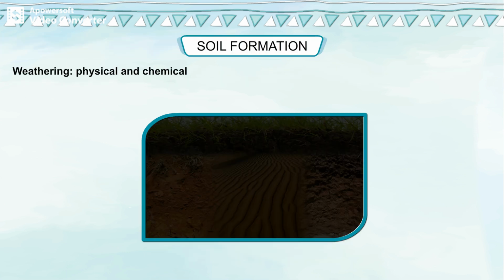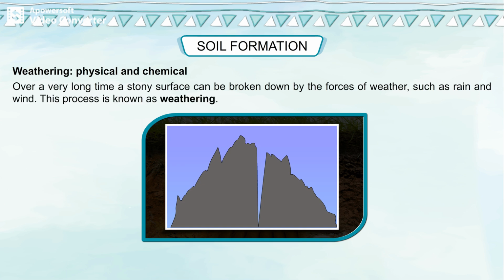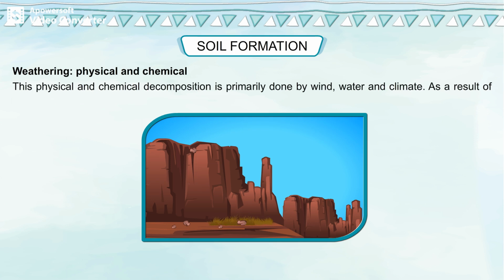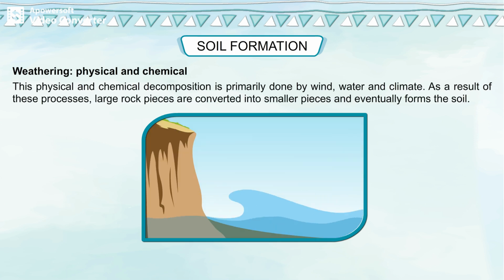Soil formation: weathering, physical and chemical. Over a very long time, a stony surface can be broken down by the forces of weather, such as rain and wind. This process is known as weathering. Weathering is a process of physical breakdown and chemical decomposition of rocks and minerals near or at the surface of the Earth. This physical and chemical decomposition is primarily done by wind, water, and climate. As a result of these processes, large rock pieces are converted into smaller pieces and eventually form the soil.